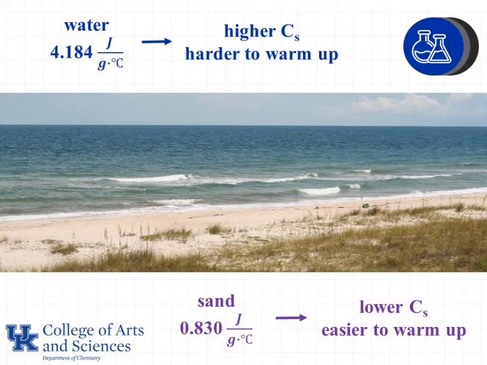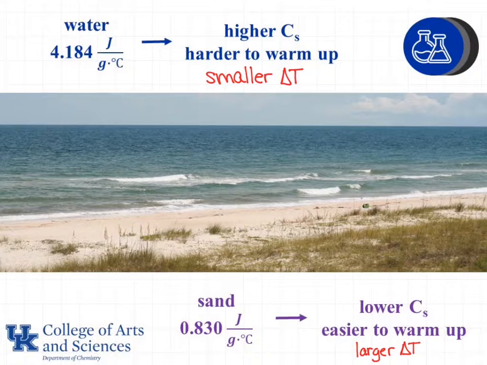So we've seen the sun shining on the sand heats the sand up fairly quickly. The temperature changes in water are minimal, so we have a smaller delta T, and delta just represents the change, so a smaller change in temperature. And the sand, which has the smaller specific heat capacity, has a larger delta T, or a larger change in temperature from morning to afternoon.